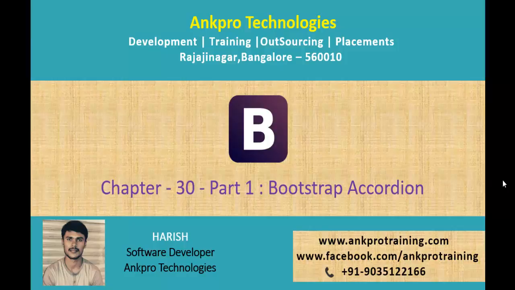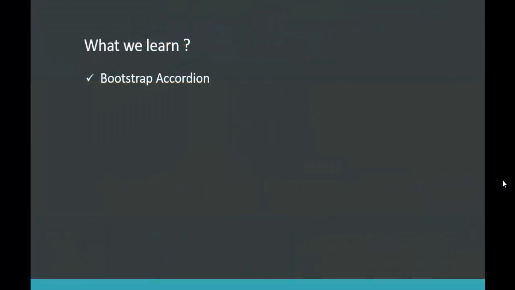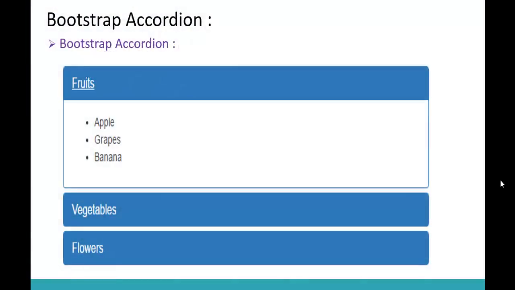My name is Harish. In this session, we will be learning how to build the Bootstrap Accordion. In the previous videos, we learned how to work with the Bootstrap Collapse plugin. In this video, we will be discussing how to extend the Bootstrap Collapse plugin to build an accordion which looks like this. This image represents an accordion, and when I click on the respective things, it should bring down the respective items present in it.